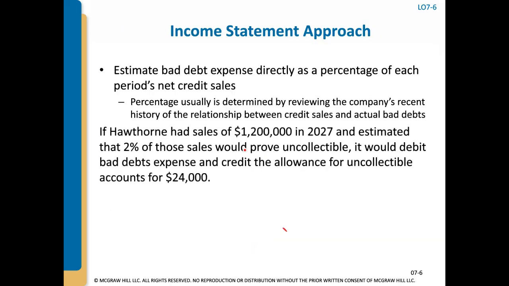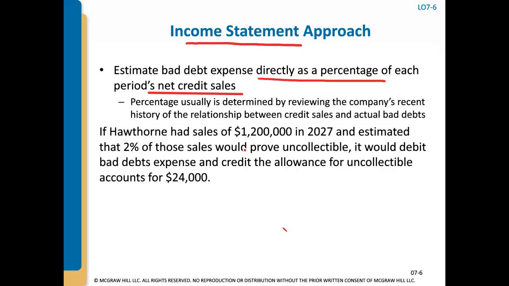So far, we've been talking about the balance sheet approach, which again is getting your allowance, your net accounts receivable, via adjusting the allowance for doubtful accounts or allowance for uncollectible accounts. Another type of approach is the income statement approach. In the income statement approach, the company will estimate the bad debt expense directly as a percentage of the period's net credit sales. So they have to look at all the sales that they have on credit and then take a percent of that and decide that that's going to be their bad debt expense.